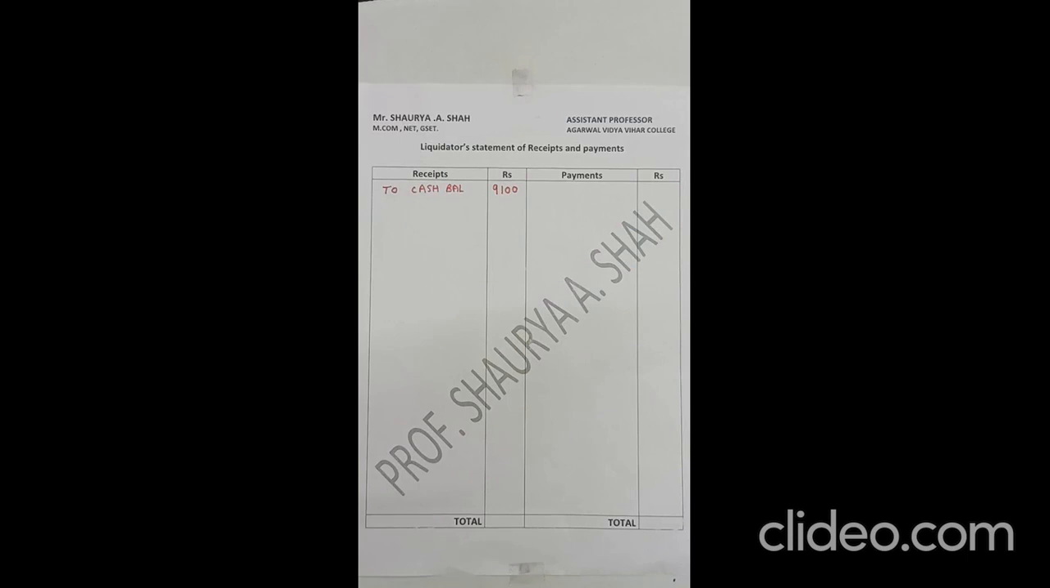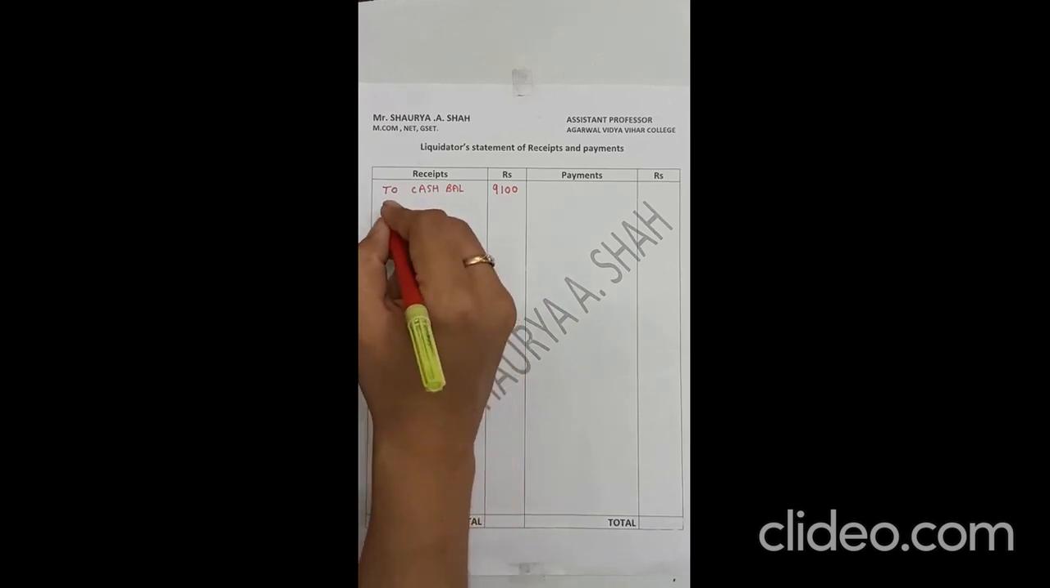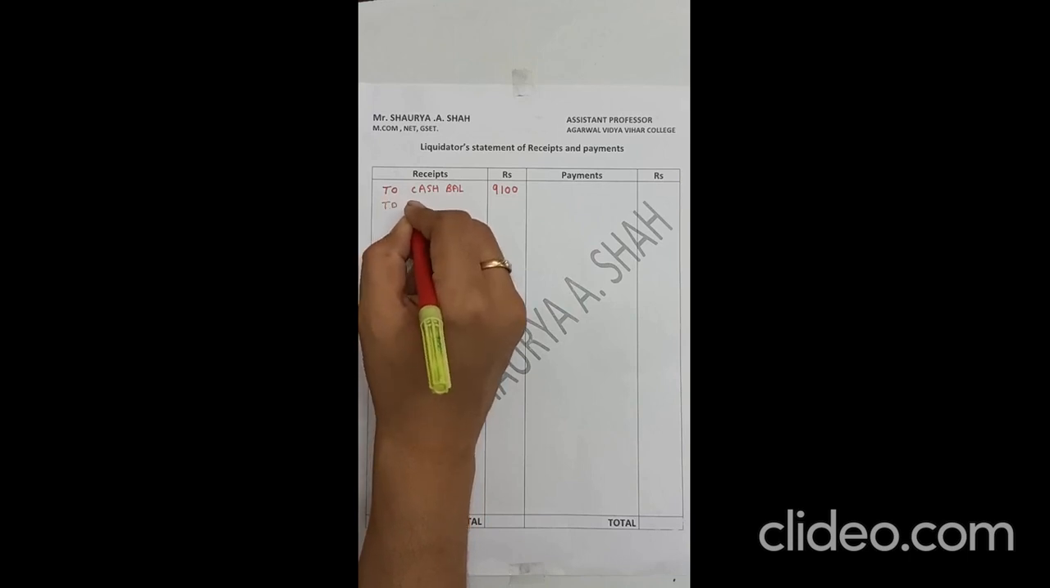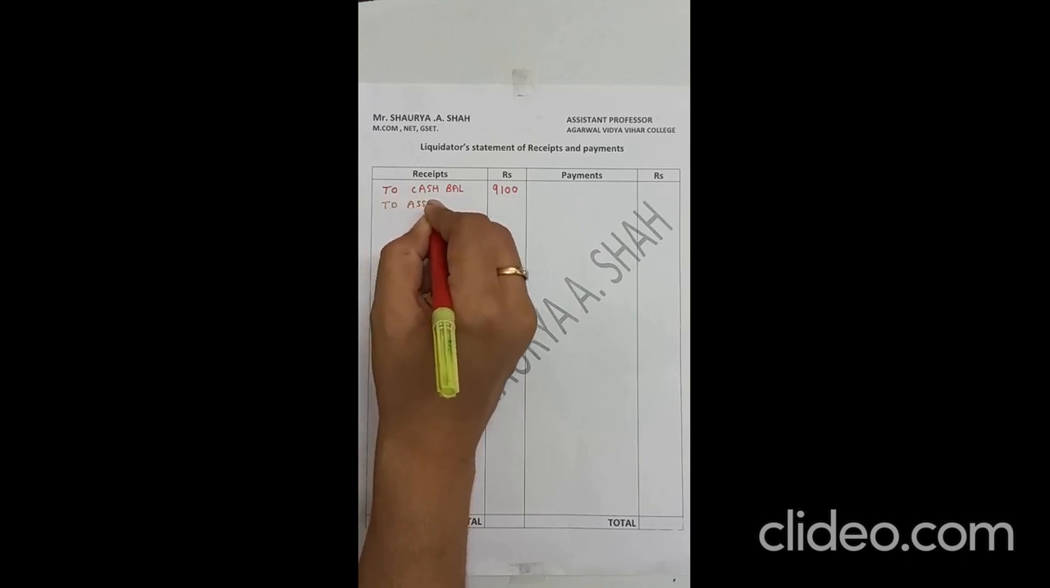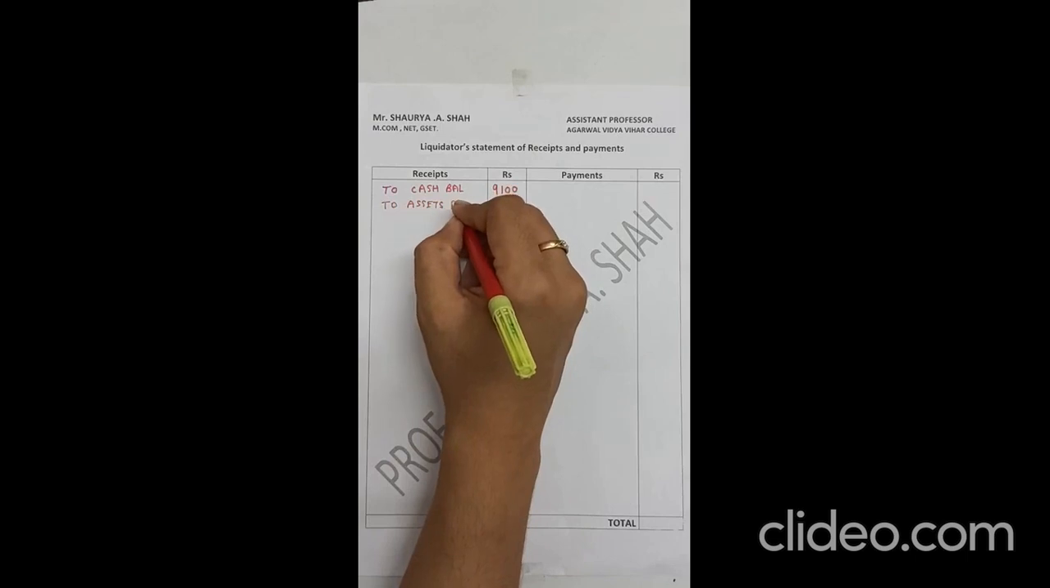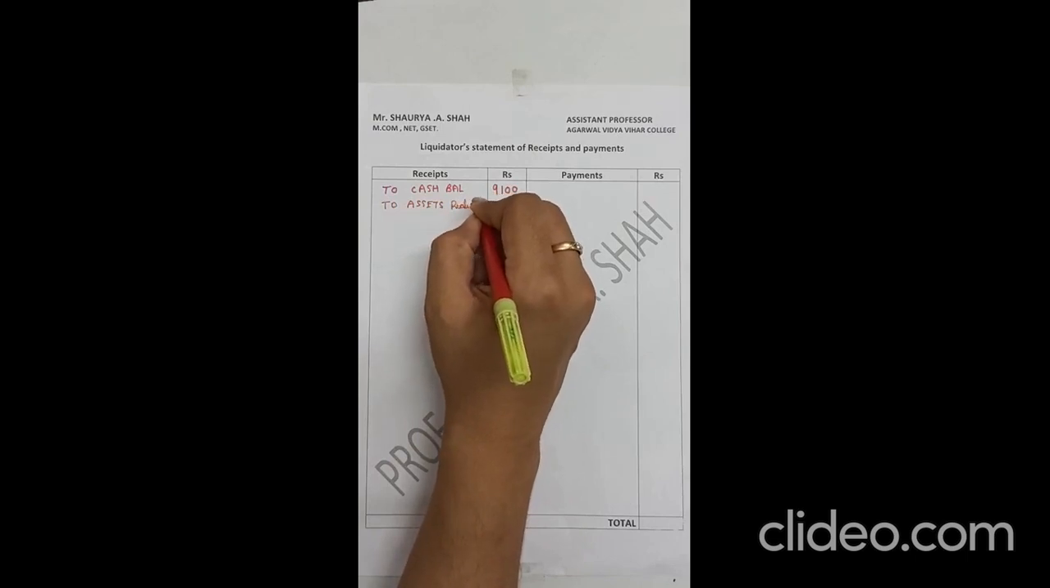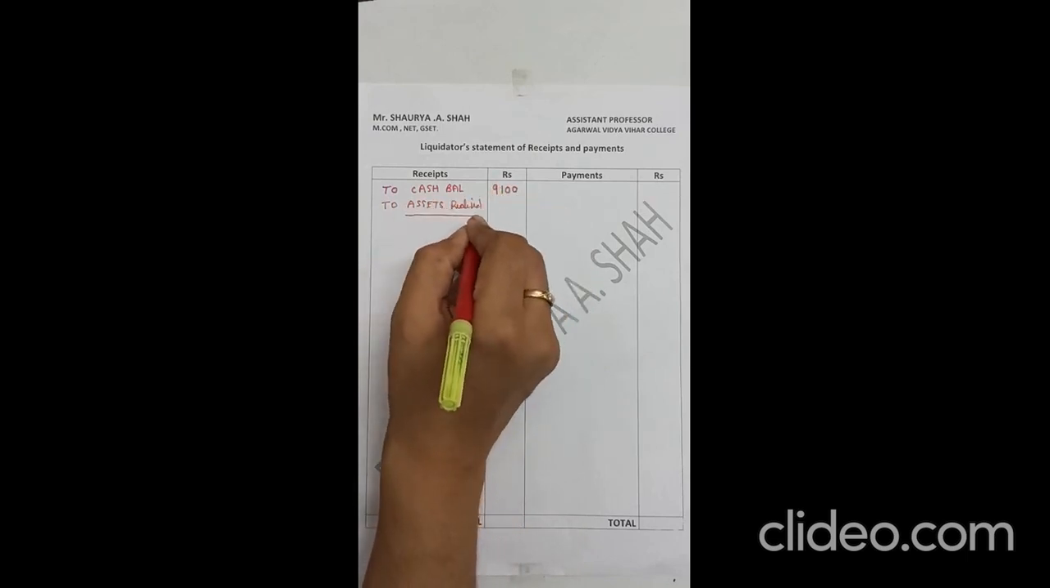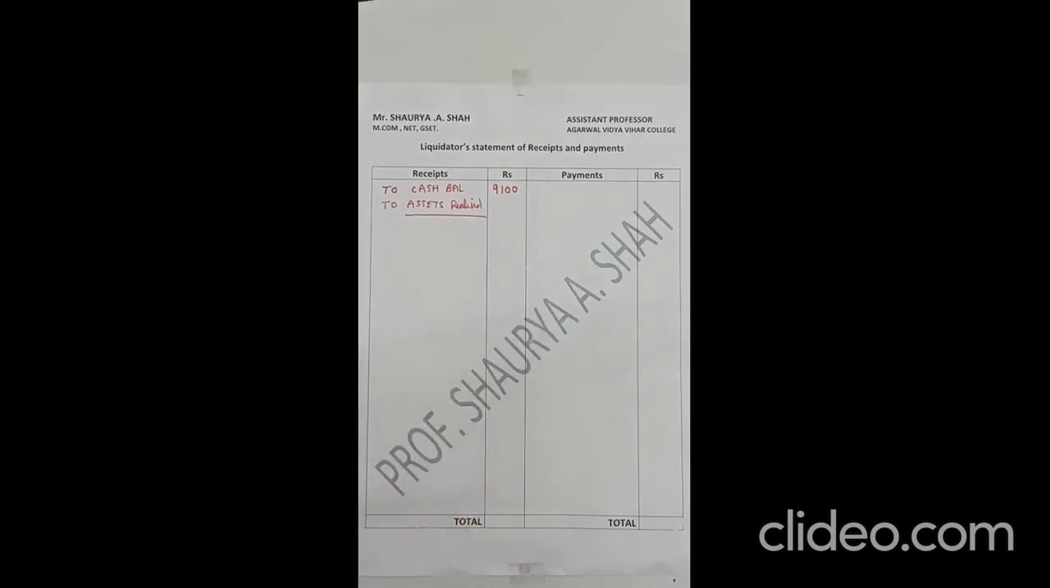Fine. Now after you have written your cash balance, the very first step you need to complete on the receipt side is to write down whatever amount is received by the liquidator, right? So what you will write down, dear students? The very first thing after cash balance will be "To assets realized." Whatever assets you have realized at whatever value, you will write down particularly under this head, right?